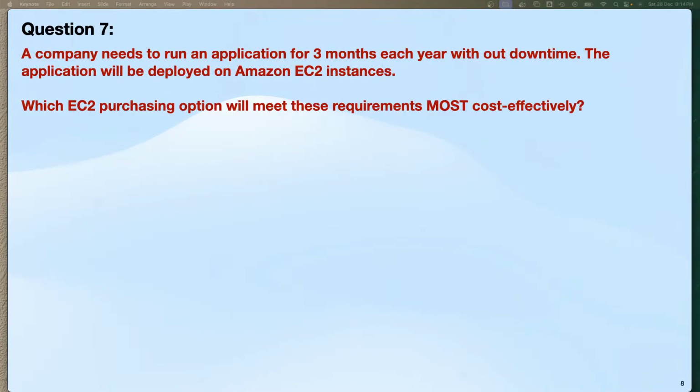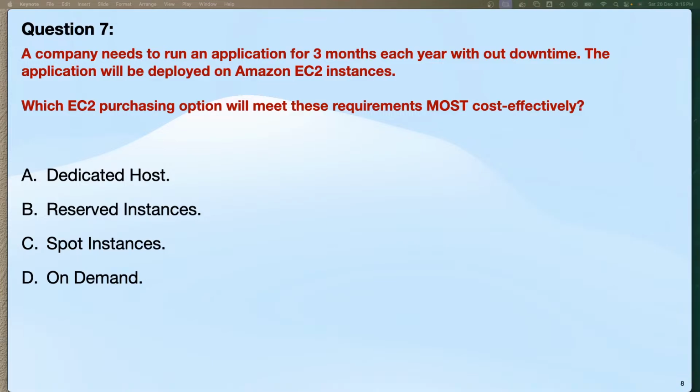Question number 7: a company needs to run an application for 3 months every year without downtime. The application will be deployed on Amazon EC2 instances. Which EC2 purchase option will meet the requirements? Remember I was mentioning, AWS EC2 has 4 pricing options: on demand, reserved, spot and dedicated. Each one is meant for each purpose.